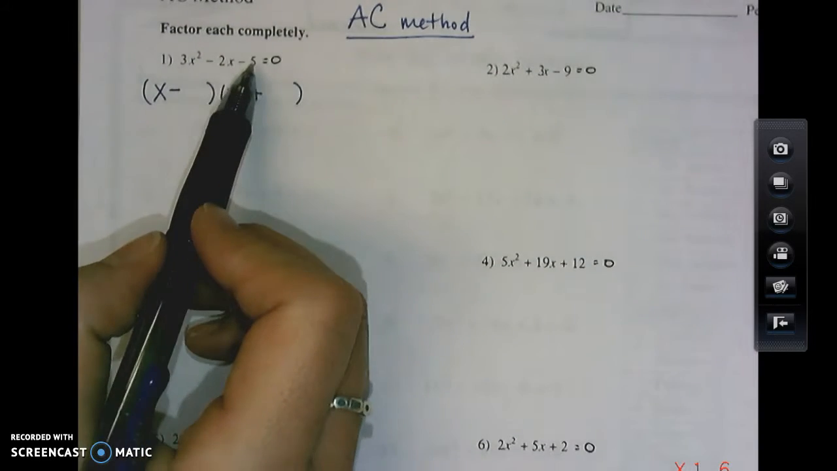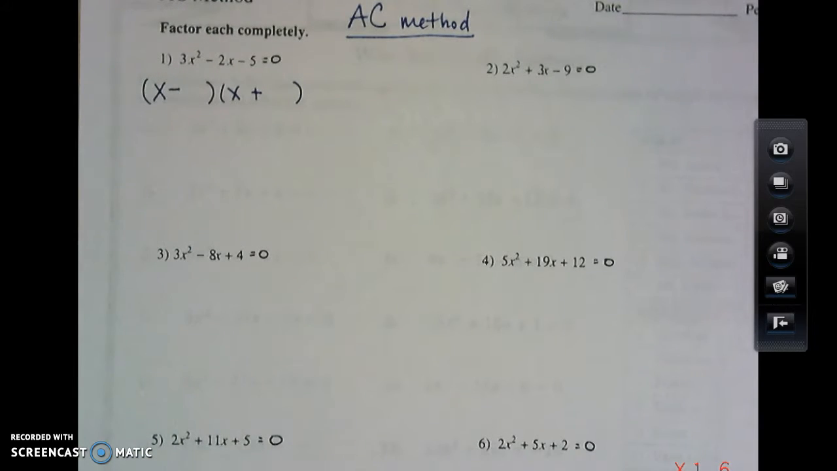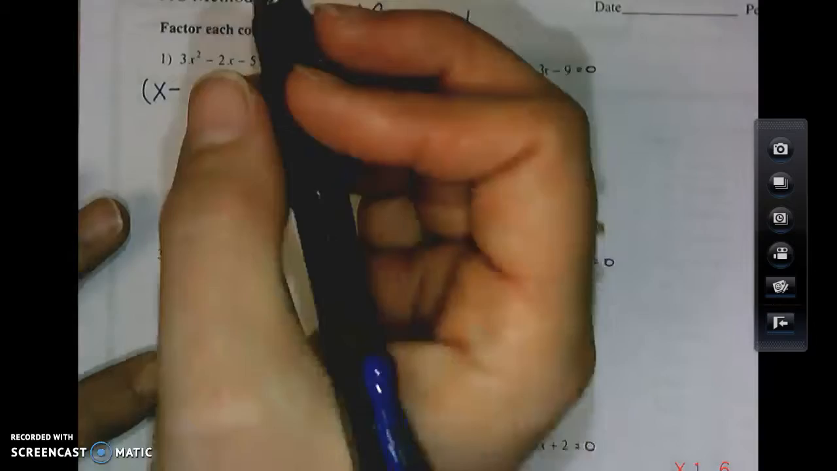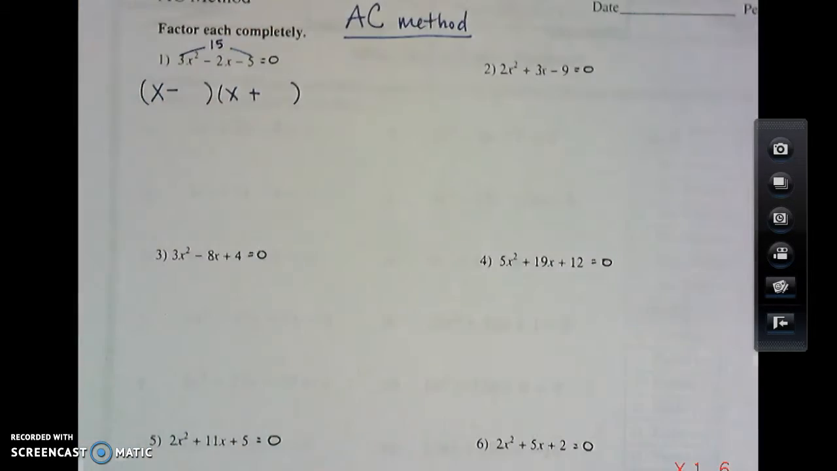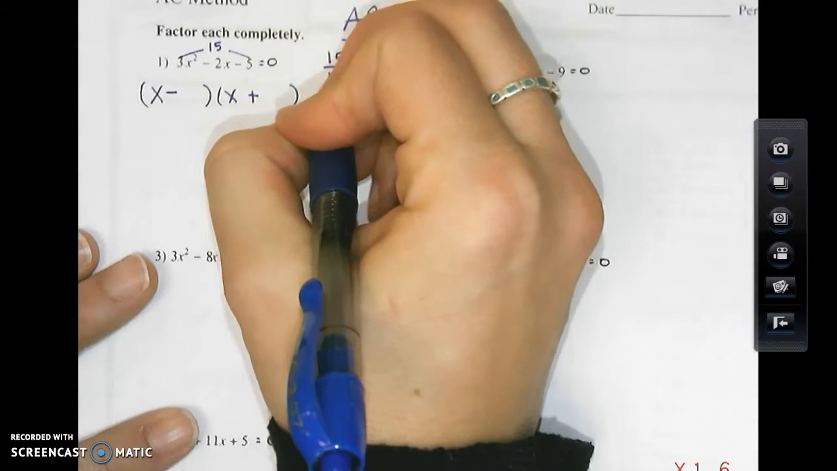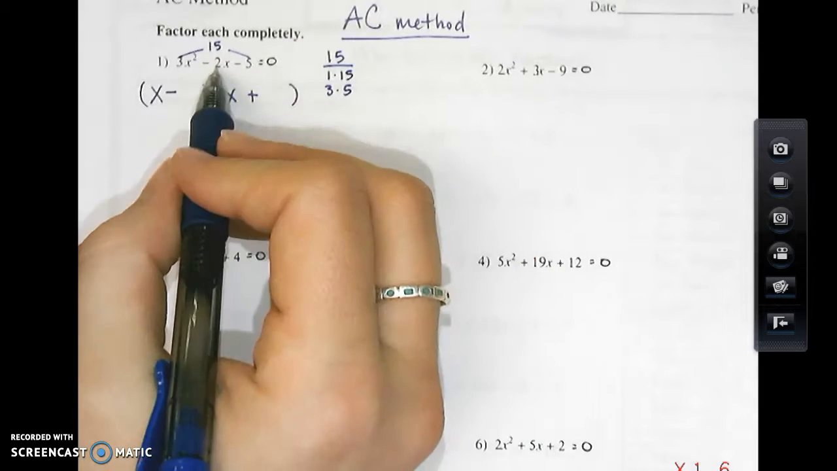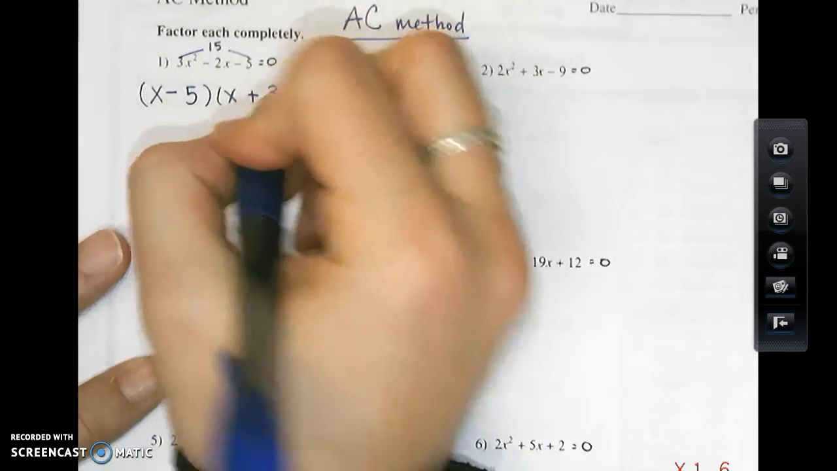Now, there are no factors of 5 that subtract to give us 2, so we need a little extra help. So we ask for some help from our a value. So we're going to take 3 times 5, and that gives me 15. So now I'm going to look for factors of 15 that are going to subtract and give me 2, which is going to be 3 and 5. Bigger one always goes first.